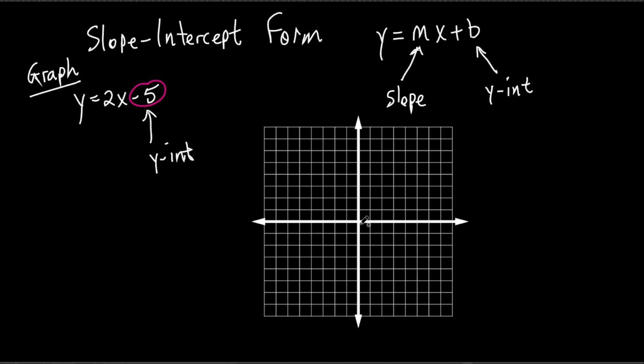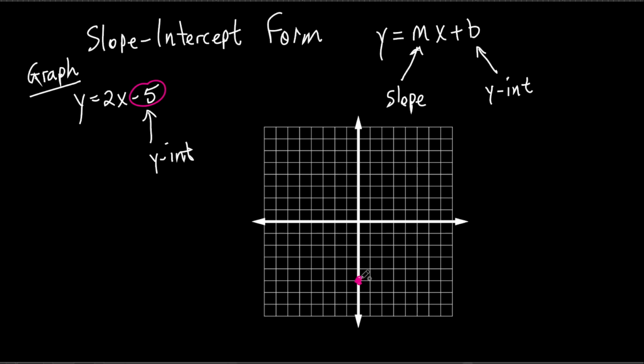Okay, put a point. So here's the origin. We go on the y-axis, down 5. 1, 2, 3, 4, 5. And we put a point right there. So I know my line is actually going to go through that point right there.